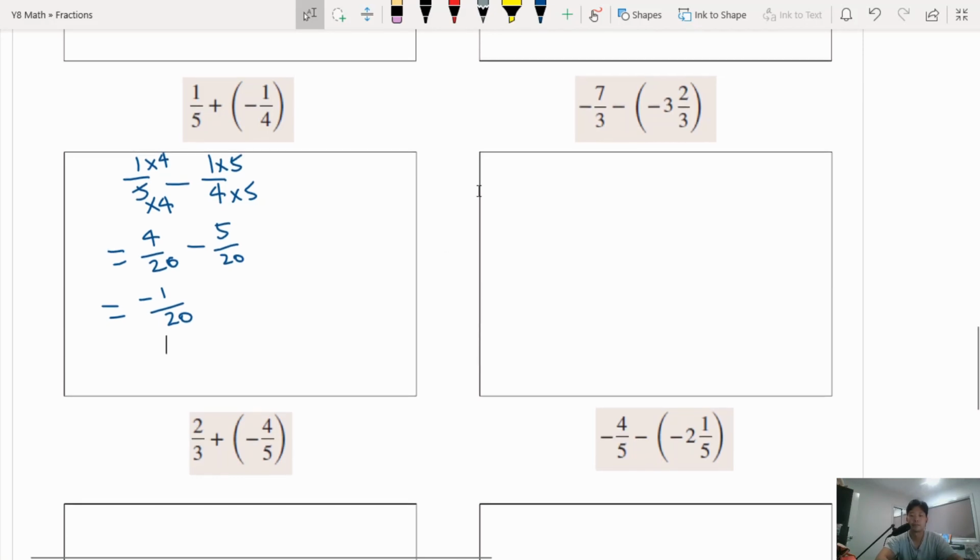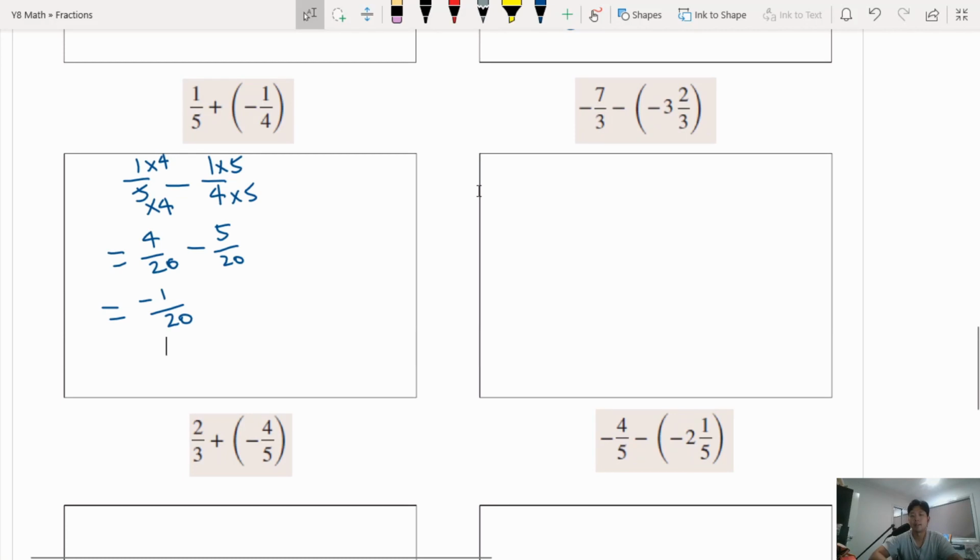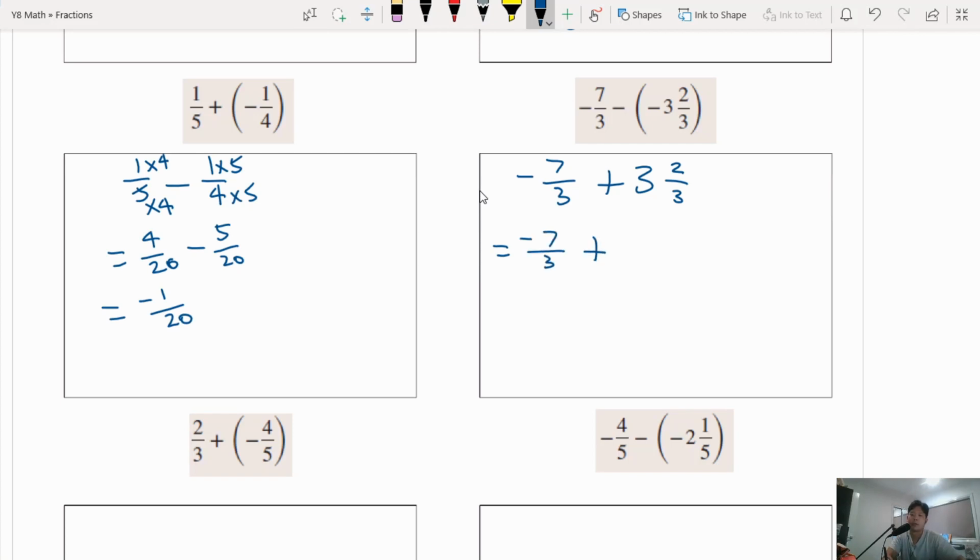Alright, and this next question, let's start by making it look a bit nicer. We have two negatives directly next to each other, so that means it just becomes an addition question. So let's rewrite that. Negative 7 over 3, that becomes plus 3 and 2/3. Our denominators are the same, but the first thing I will do is convert this one to an improper fraction. So let's do that. Rewrite the first part. That's fine, just the way it is.